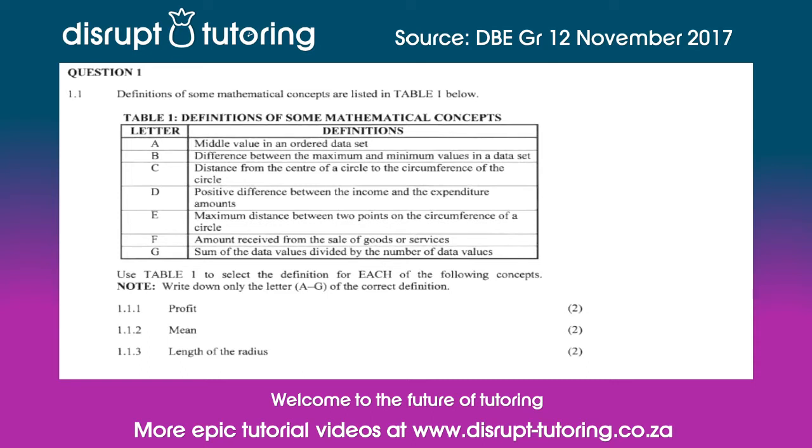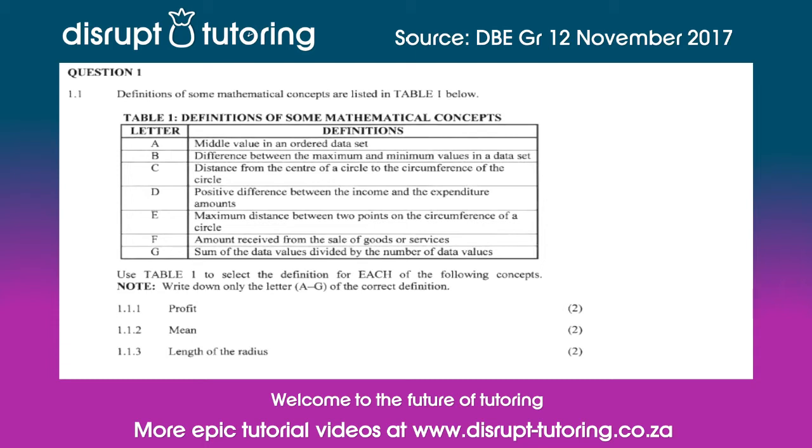So A is, what is the middle value in an ordered data set? That is known as the median of the data set. B is the difference between maximum and minimum values of a data set. That's the range. Distance from the center of a circle to the circumference of a circle is known as the radius. So again, you just need to learn these definitions. D is the positive difference between income and expenditure. That's known as profit. E is the maximum distance between 2 points on the circumference of a circle. So that is the diameter.